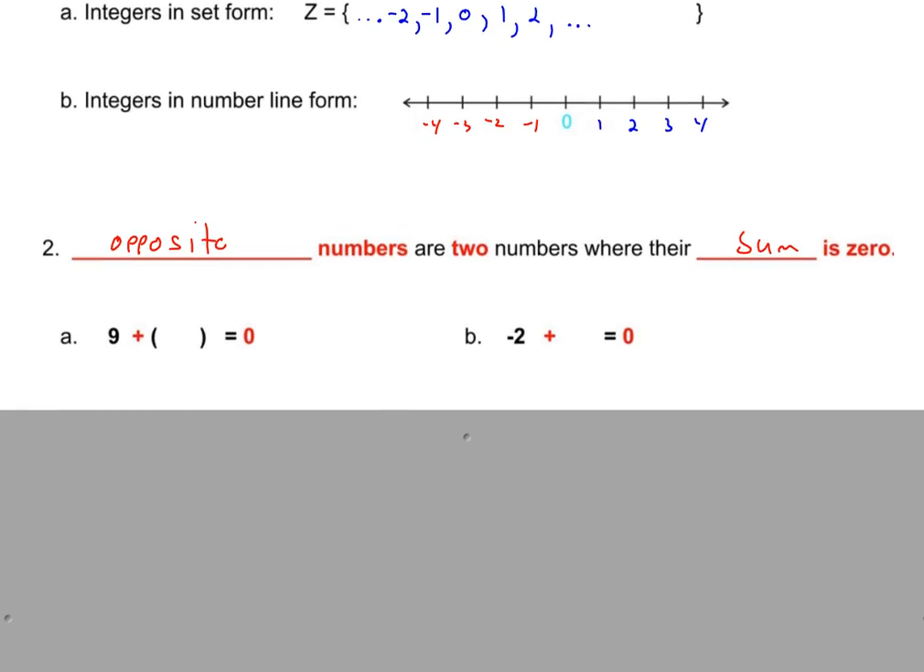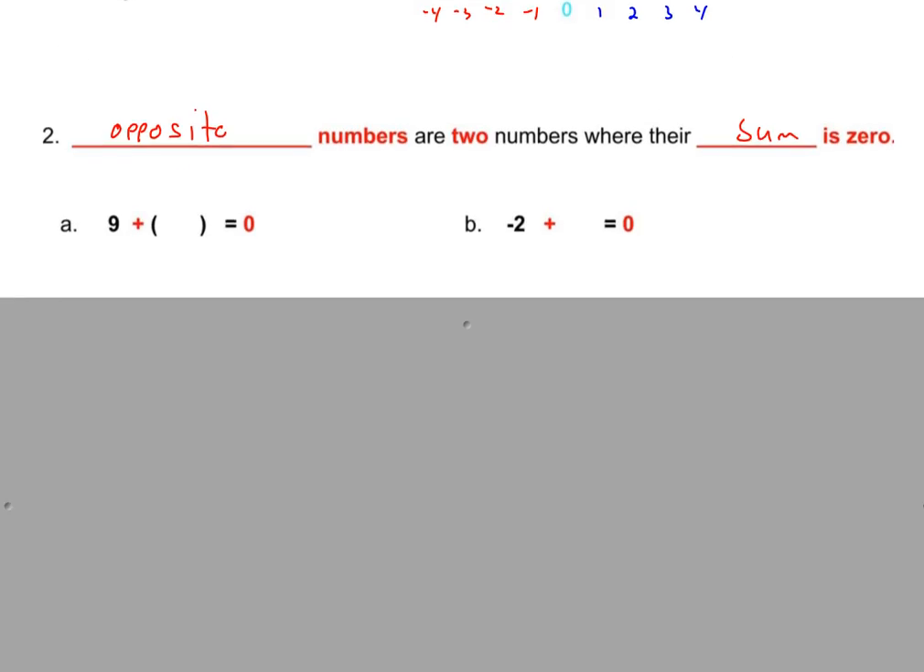So in this first example, 9 plus what equals 0? Michael? 9 plus -9, right? And 9 and negative 9 are opposite numbers, not a big deal, right? Because the two numbers equal 0. So in our second example, negative 2 plus what is 0? Class? 2. So negative 2 plus 2. So negative 2 and positive 2 are opposite numbers.